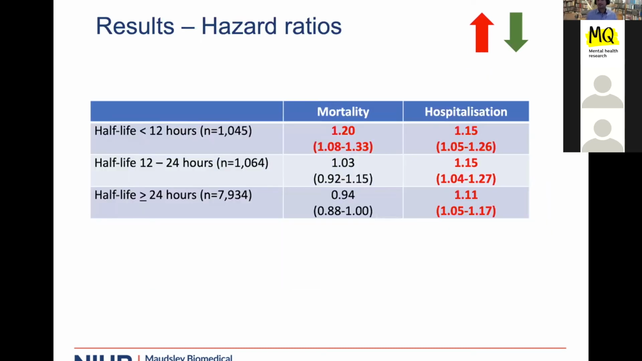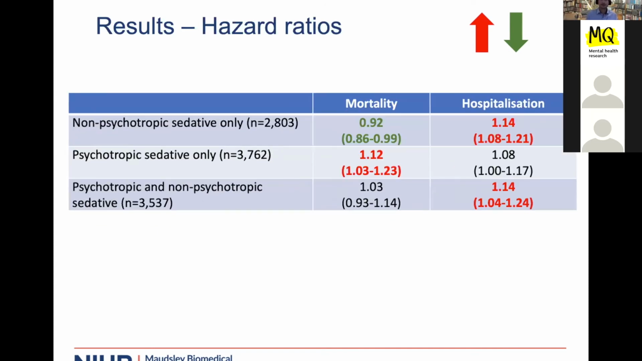Interestingly, half-life, similarly to the frequency of sedation or the strength, didn't really affect hospitalization. So at least just being on any sedative medication poses a hospitalization risk. But with mortality, we found that largely those on purely medications with a short half-life were at a higher risk of mortality. And lastly, when we come to the prescribing indications, those with psychotropic medications only were at a higher mortality risk, while non-psychotropic sedatives were more related with a higher hospitalization risk.